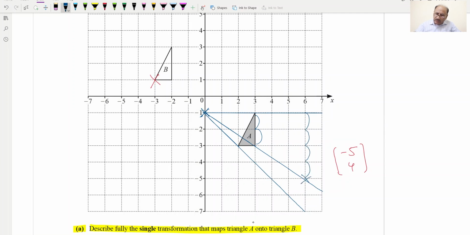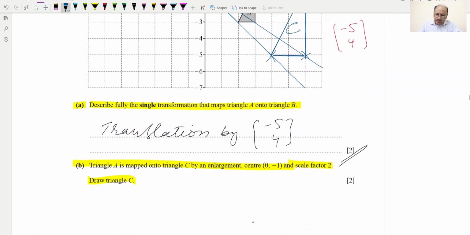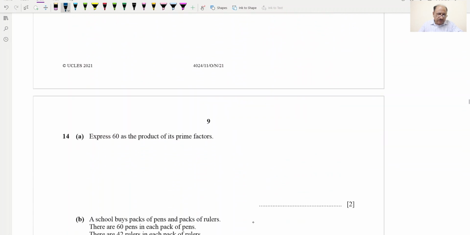So this is the second point which we found, and this will be the first point, and this will be the third. So we can draw the triangle. This will be our enlarged triangle, and we can draw this properly, and this is basically our enlarged triangle, and we have to label it as C. So this is done.